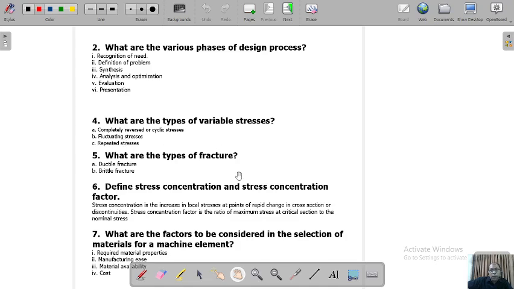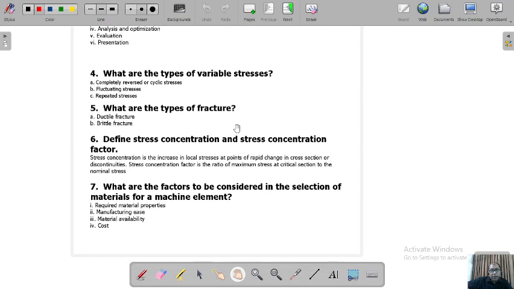What are the types of variable stresses that act? If the component is under cyclic loading, the types of variable stresses are cyclic stresses, fluctuating stresses, and repeated stresses. They basically come when an object is under the state of what is called fatigue loading.